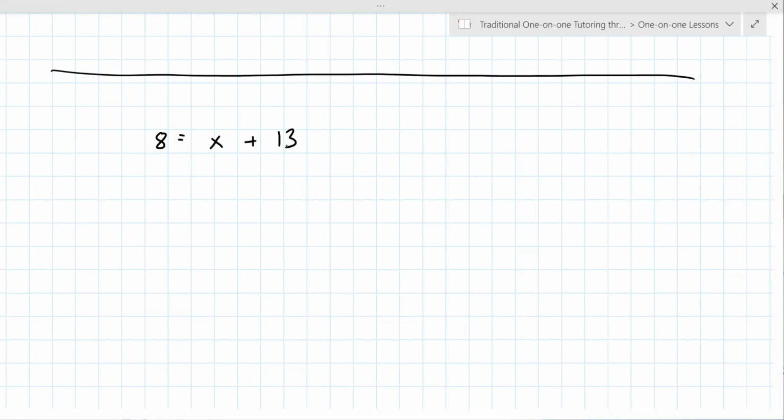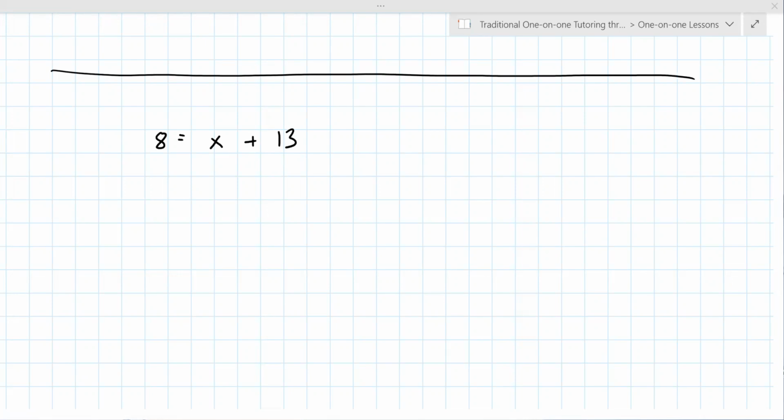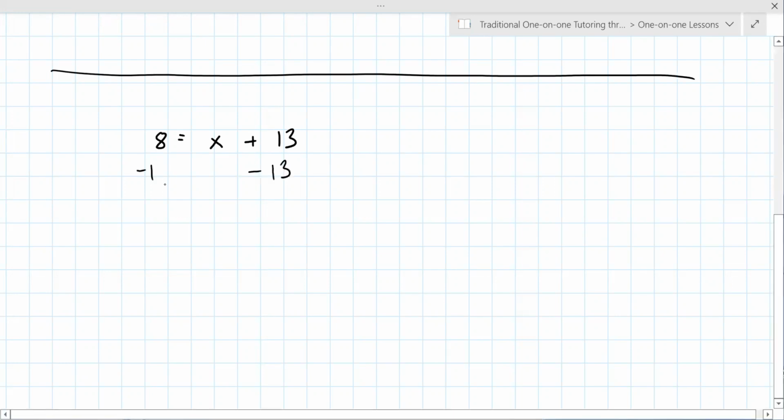So go ahead and solve this one for me. Would that be -5? Would x equal -5? Yeah, that's perfect. x equals -5. Good.